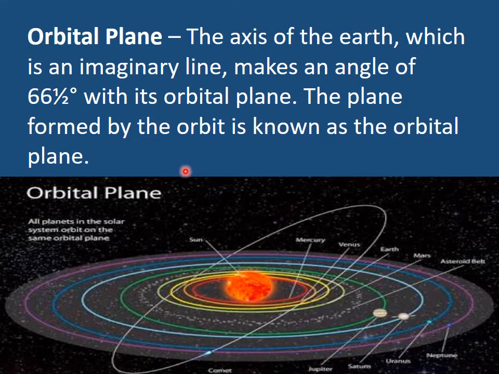The plane formed by the orbit is called the orbital plane.